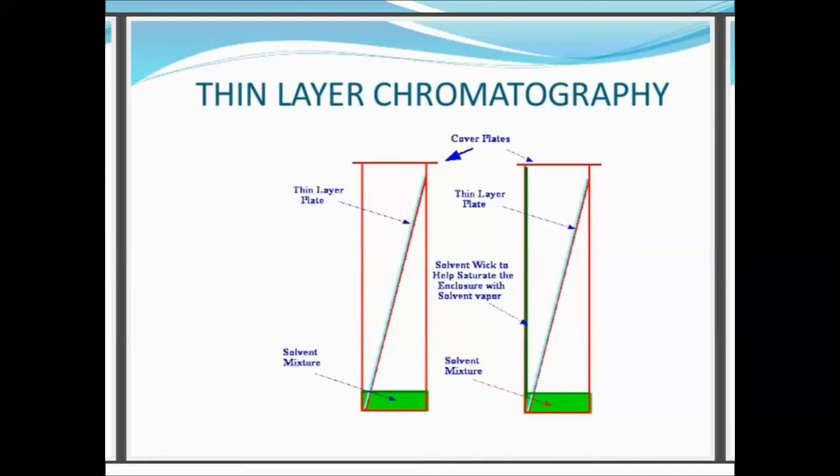Later the plate is dried. The dry TLC plate is dipped in the developing solvent and covered tightly with a lid. The solvent moves against the gravitational force in the upward direction on the TLC plate. After the solvent front reaches the required height, the TLC plate is removed from the chamber and the solvent front is immediately marked with a pencil.